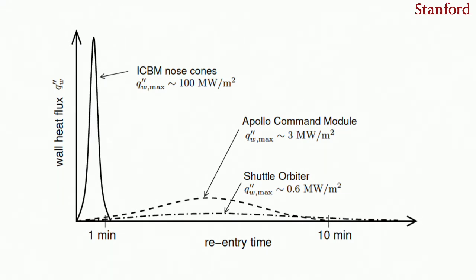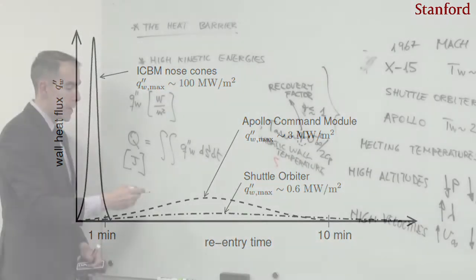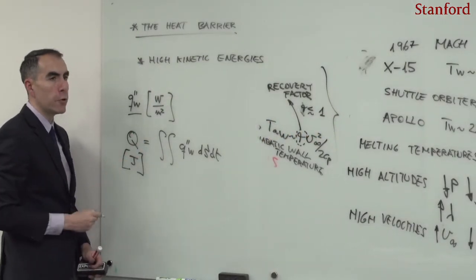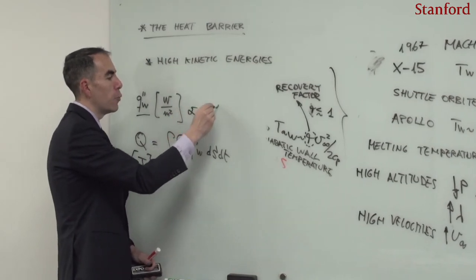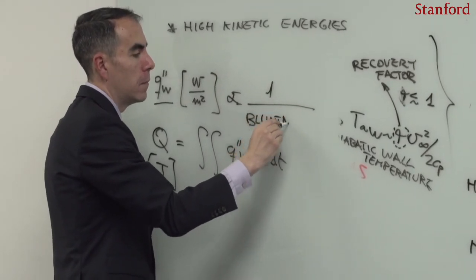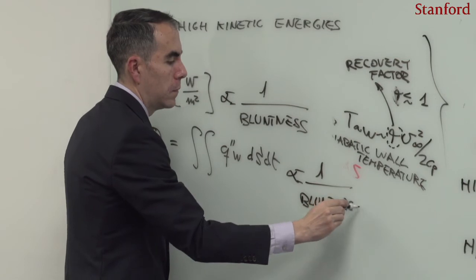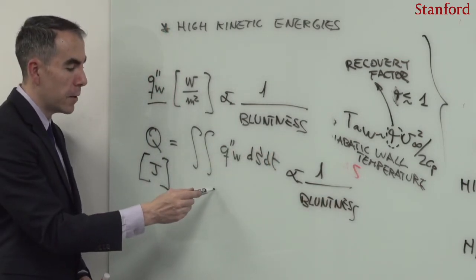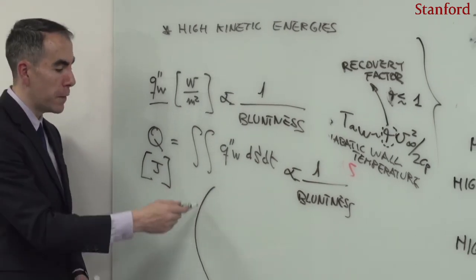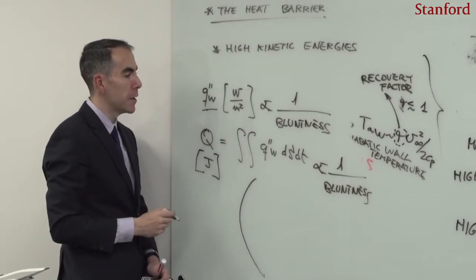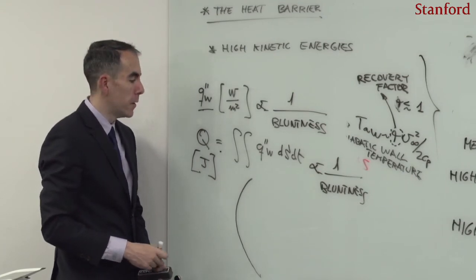On the other hand, other applications like manned spacecraft, like the Apollo and the Shuttle Orbiter, have much smaller heat fluxes of the order of 3 and 0.6 megawatts per meter squared, respectively. But then the total heat loads are much higher. So we can anticipate here that these quantities that you see, both the heat flux and the total heat load, are both inversely proportional to the bluntness. So the more blunt the vehicle is, that is to say, the larger the radius of curvature of the nose of the vehicle, the smaller the heat flux entering the vehicle surface, and the smaller the total heat load.